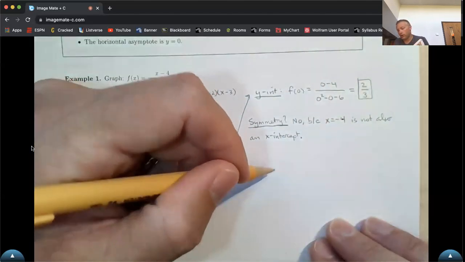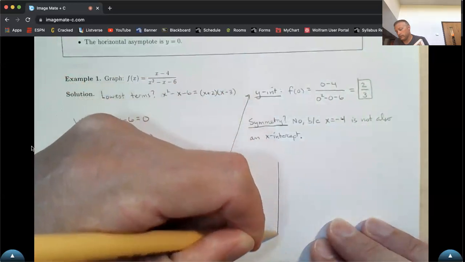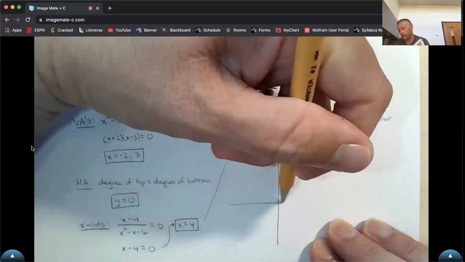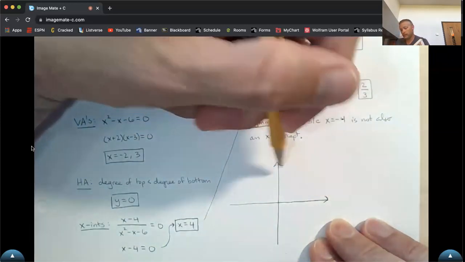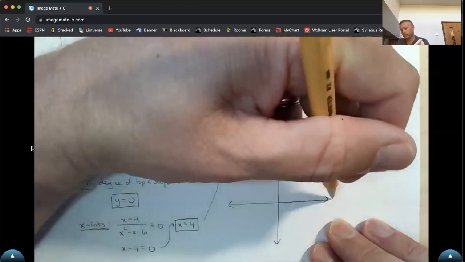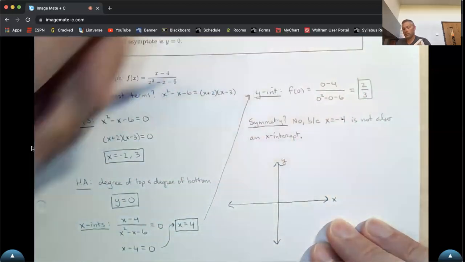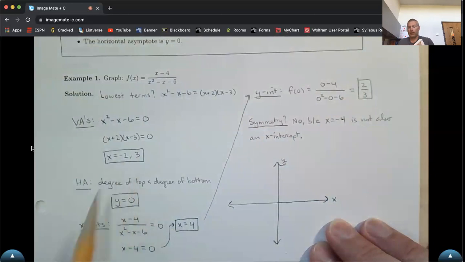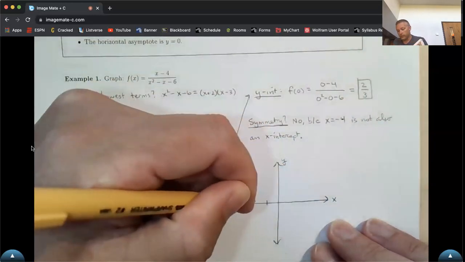All right, so let's start drawing what we can from the information we have. We have vertical asymptotes at negative 2 and 3.